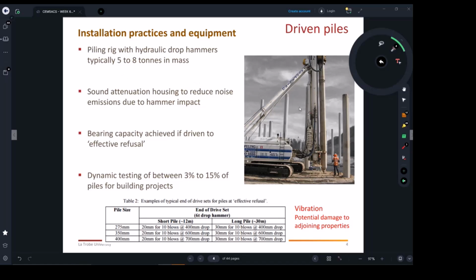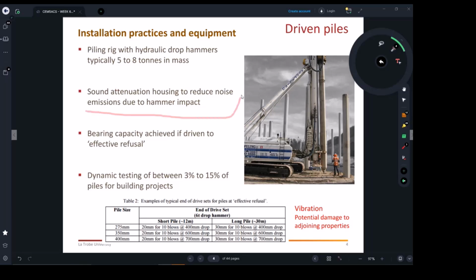Now these piles usually are specified by the tons they can actually hammer with, in terms of the weight of the hammering components. So usually it's between 5 to 8 tons, 5,000 to 8,000 kilograms. So they keep lifting that mass within this machine, lifting that mass and dropping it on the pile. And then the pile will basically get driven into the ground.